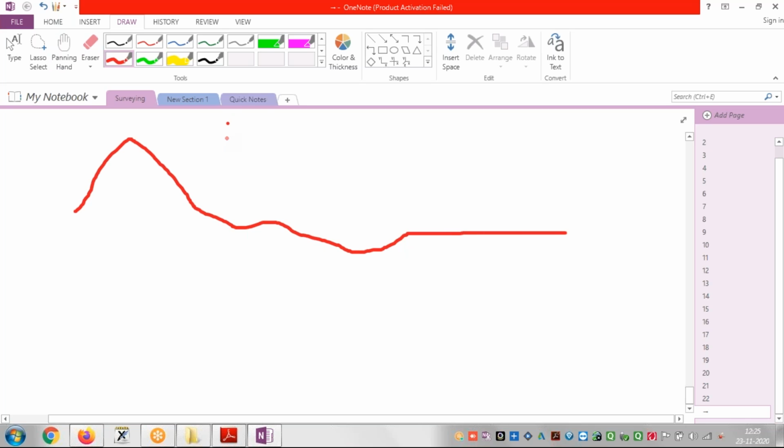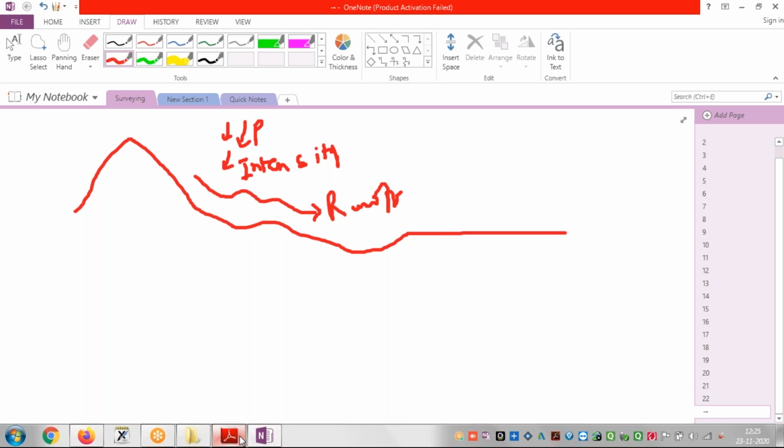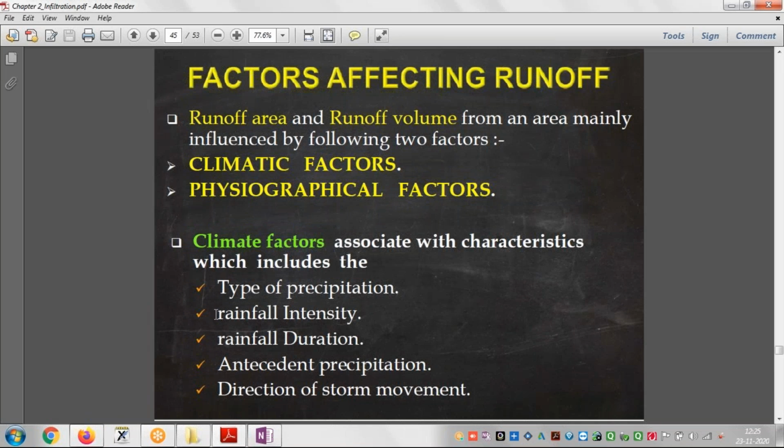See, if this rainfall intensity, this P, that is rainfall, is occurring with very high intensity, so what will happen? More runoff will occur, right? Next factor is what? Rainfall intensity, then precipitation, what I told you, then rainfall duration.